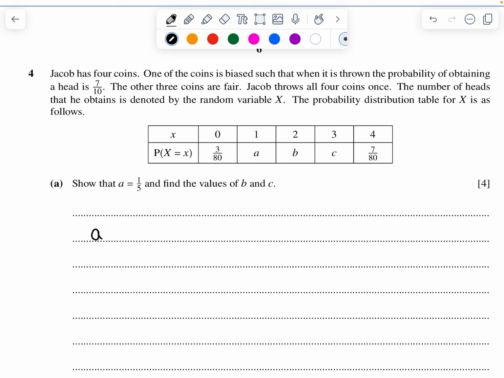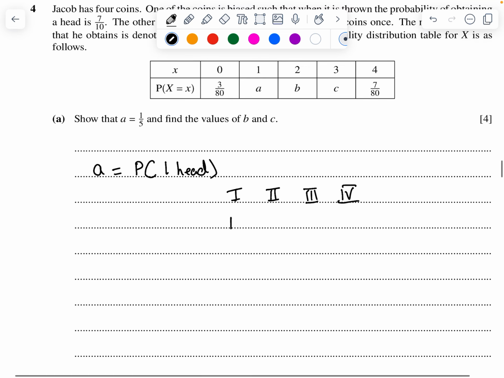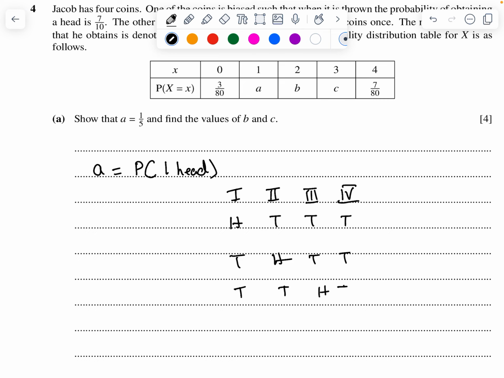So A, what is A? A is the probability of one head. So I have to get exactly one head. How can I get that one head? He has 4 coins. 1, 2, 3, 4. Head, tail, tail, tail. Then tail, head, tail, tail. Tail, tail, head, tail. Tail, tail, tail, head.